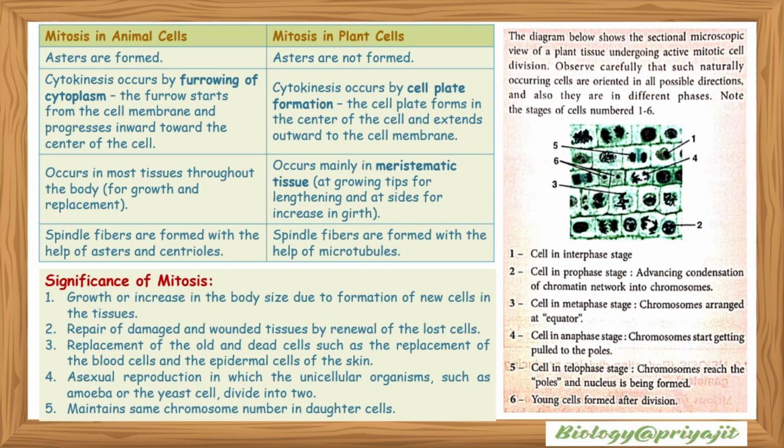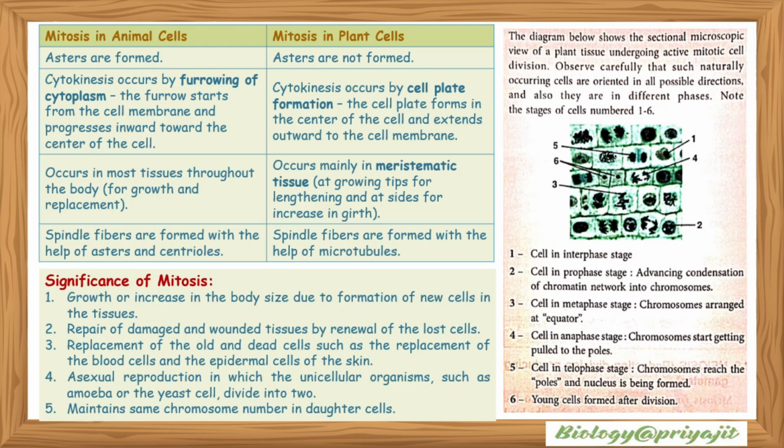Mitosis in animal cells and mitosis in plant cells. In animal cells, asters are formed. In plant cells, asters are not formed. In animal cells, cytokinesis occurs by furrowing of cytoplasm. The furrow starts from the cell membrane and progresses inward toward the center of the cell. In case of plant cells, cytokinesis occurs by cell plate formation. The cell plate forms in the center of the cell and extends outward to the cell membrane.